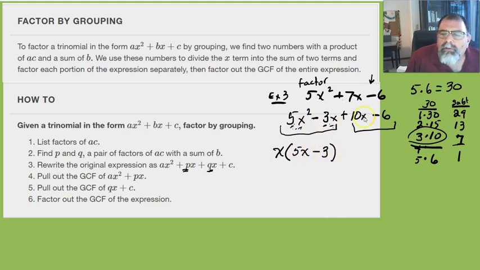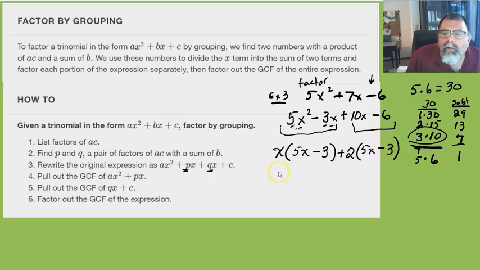Now you ignore the first group, look at the second group. What divides out of 10 and 6? Well, just 2. And then 10 divided by 2 is 5. And then you have the x. 6 divided by 2 is 3. And it's negative 3.